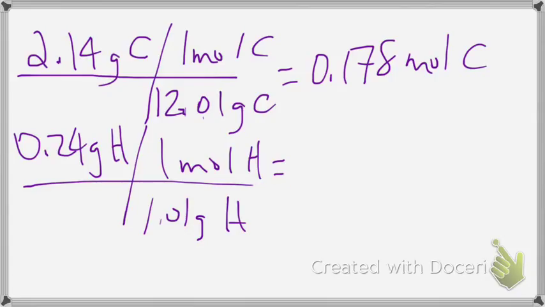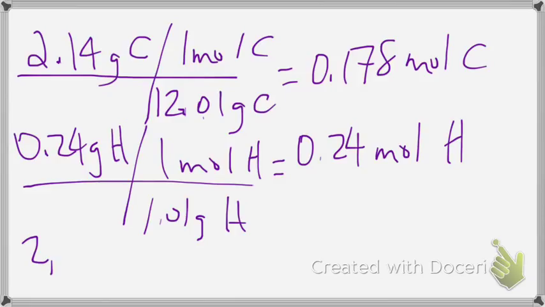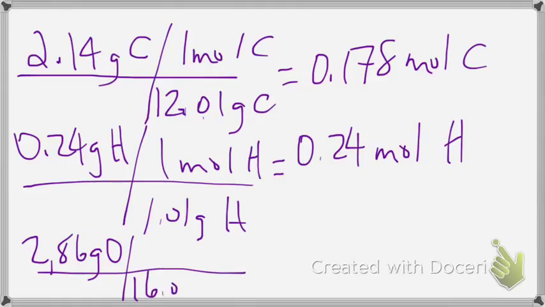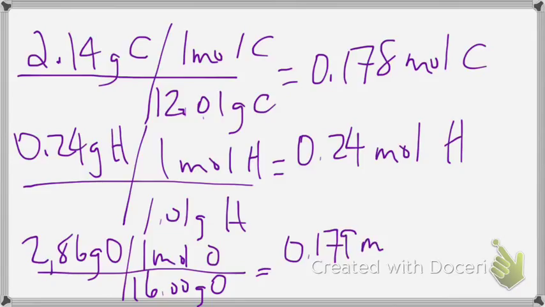If we do that, we get the answer of 0.24 moles of hydrogen. Finally, we have to figure out the oxygen. We have 2.86 grams of oxygen. We know that 16.00 grams of oxygen is equal to 1 mole of oxygen. That comes out to 0.179 moles of oxygen.